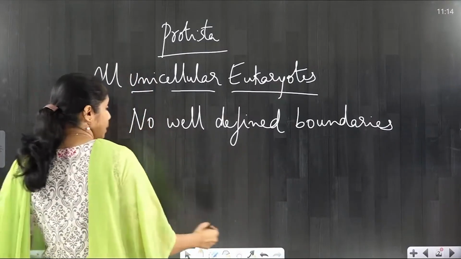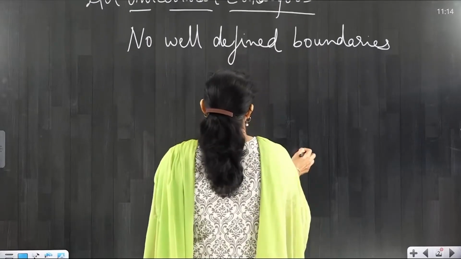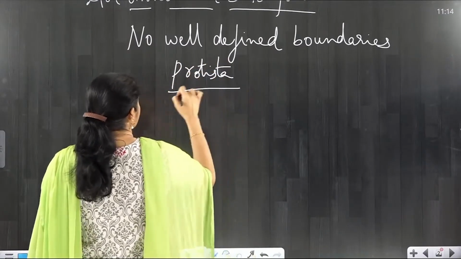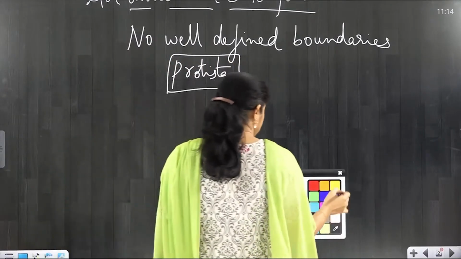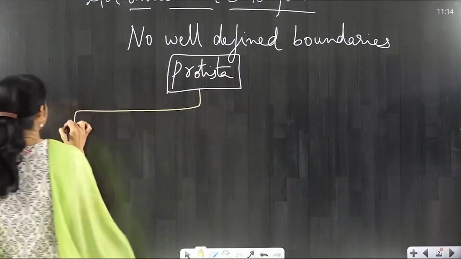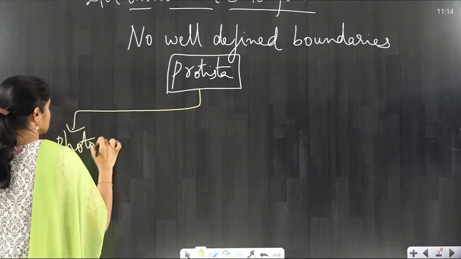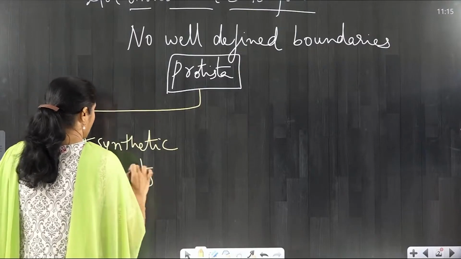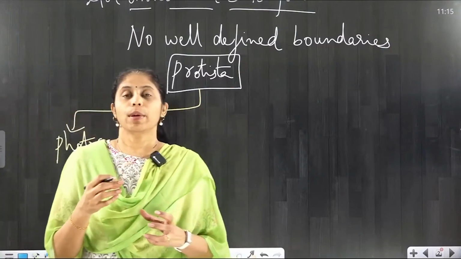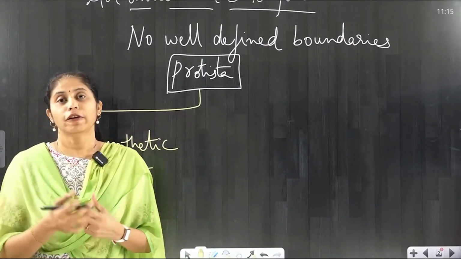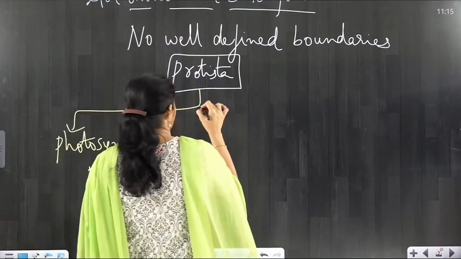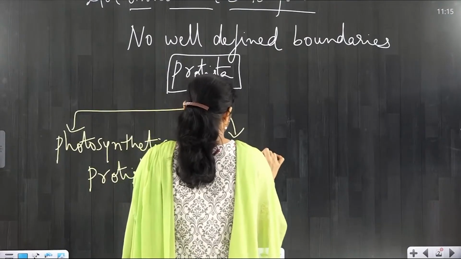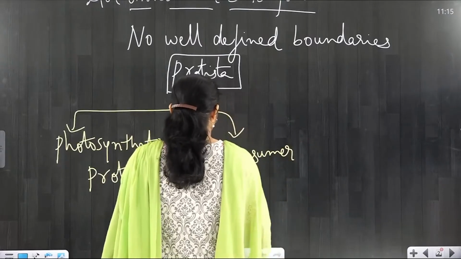Now this Protista kingdom has been divided into three groups. Photosynthetic protists, they will be performing photosynthesis. They are meant for photosynthesis. Okay. Then they have divided them into consumer and decomposer protists.